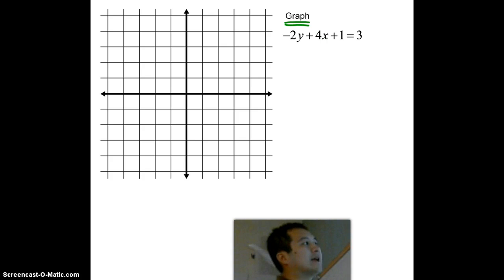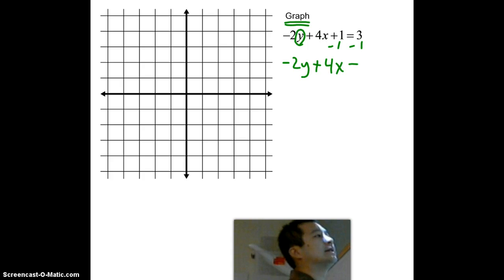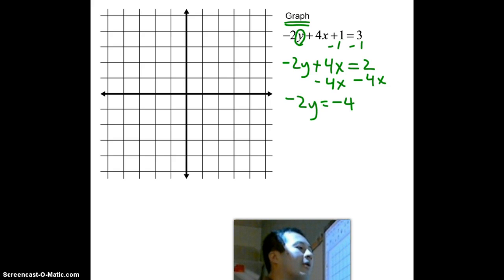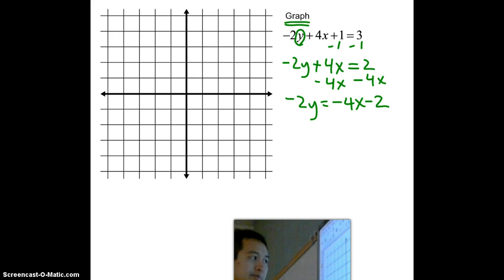So how do I fix that? I need to get y by itself. I need to start moving everything else to the other side. So it looks like I want to subtract 1 on both sides. I got negative 2y plus 4x equals 2. Now what? Looks like the 4x is a problem, so I'm going to subtract 4x from both sides. Negative 2y equals negative 4x minus 2.